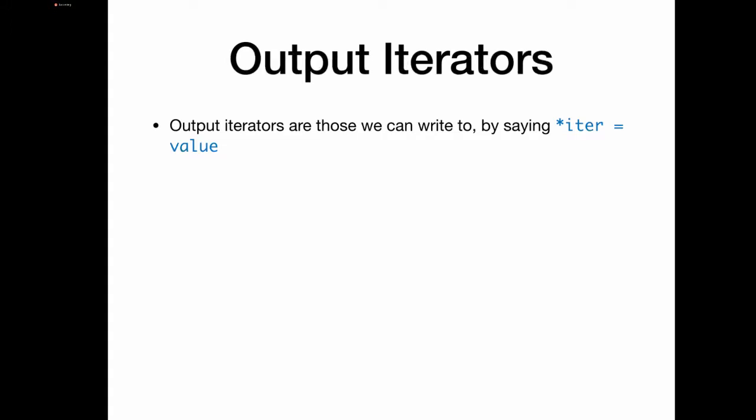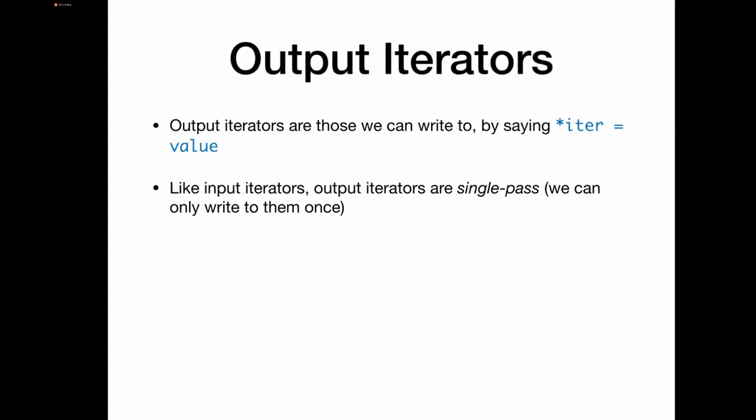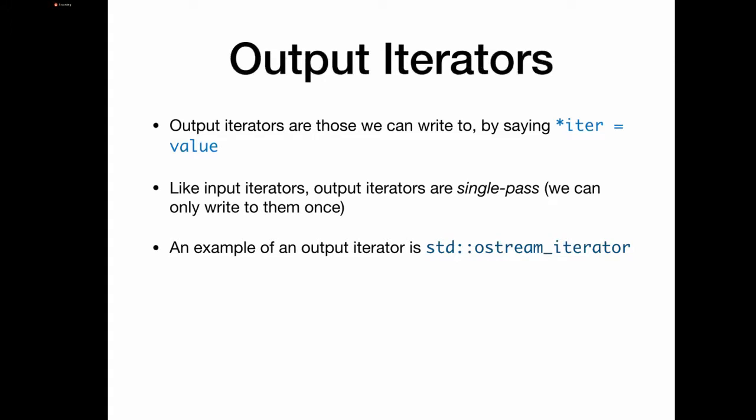Wouldn't that basically mean that the operator star of that iterator class returns a non-const reference, and whether or not the thing it returns implements operator equals, you don't know? Not quite, because output iterators can return a proxy from operator star. That's one thing outputs are allowed to do.